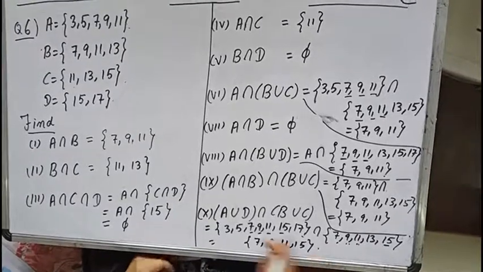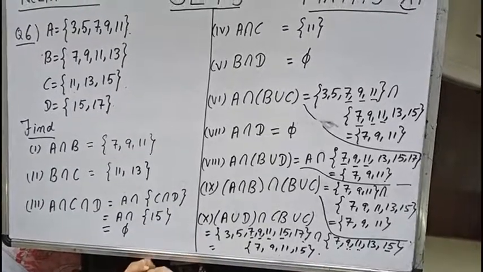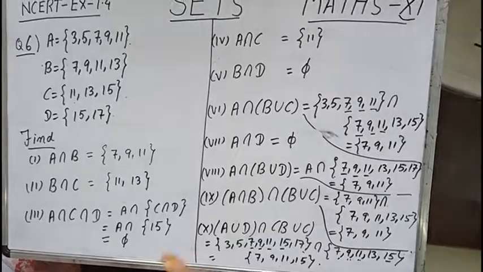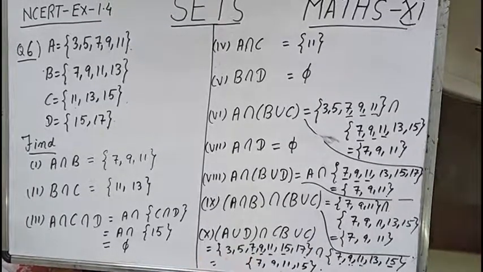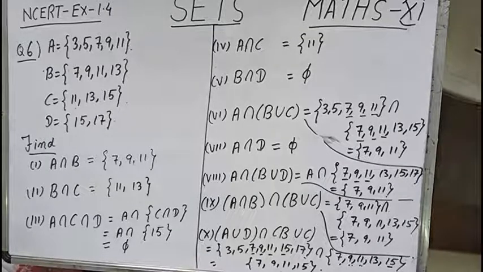So children, you can take some more examples and do the union and the intersection and the combination of both as you get from other books, other side books as well. So let us proceed to question number 7 now.